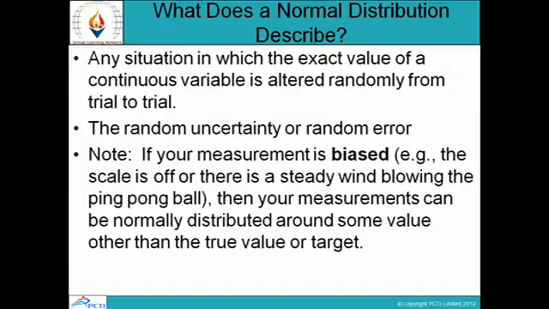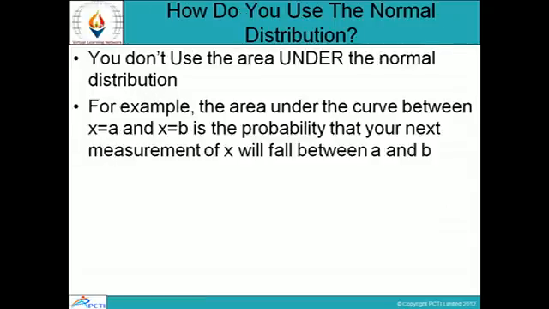Any situation in which the exact value of a continuous variable is altered randomly from trial to trial has random uncertainty or random error. Note, if your measurement is biased, that is, the scale is off or there is a steady wind blowing the ping pong ball, then your measurements can be normally distributed around some value other than the true value or target.